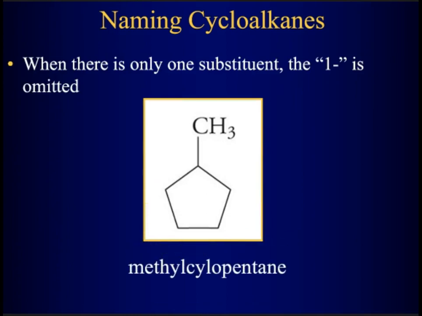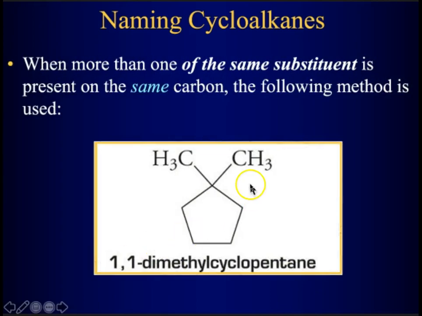Now we'll see that if there's only one substituent, we don't put the number 1. So if there is just one methyl group, it is just methyl cyclopentane, because it doesn't matter what that methyl is, we can just turn this ring to whatever it needs to be. So the 1 is typically omitted if there's only one of them. The catch to this is that sometimes as soon as you have 2 of something, you need to always put those numbers. So if there are 2 methyl groups, I don't care where those 2 methyl groups are, you have to put the numbers. So in this case, because there's 2 of them on that first carbon, 1,1-dimethyl cyclopentane.